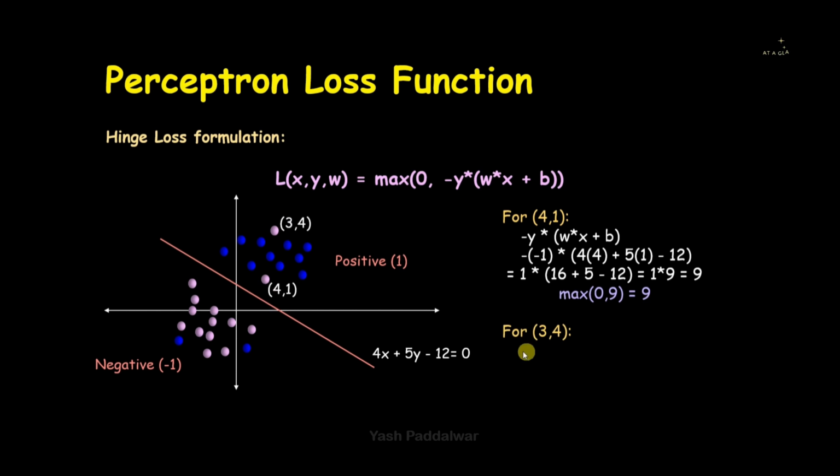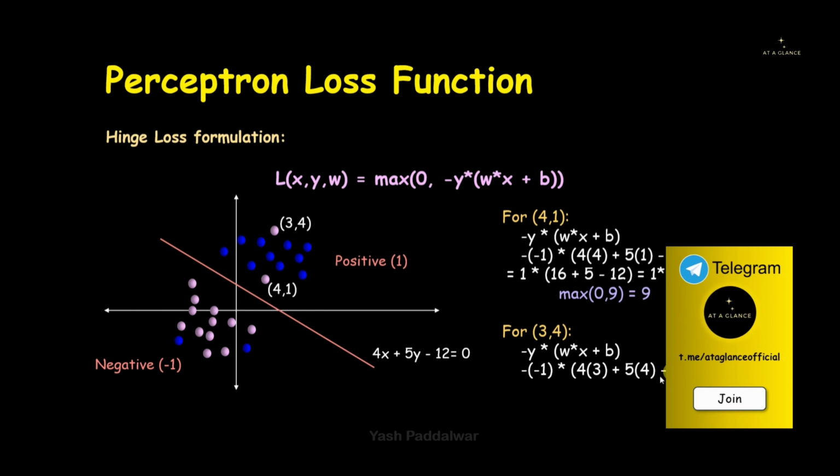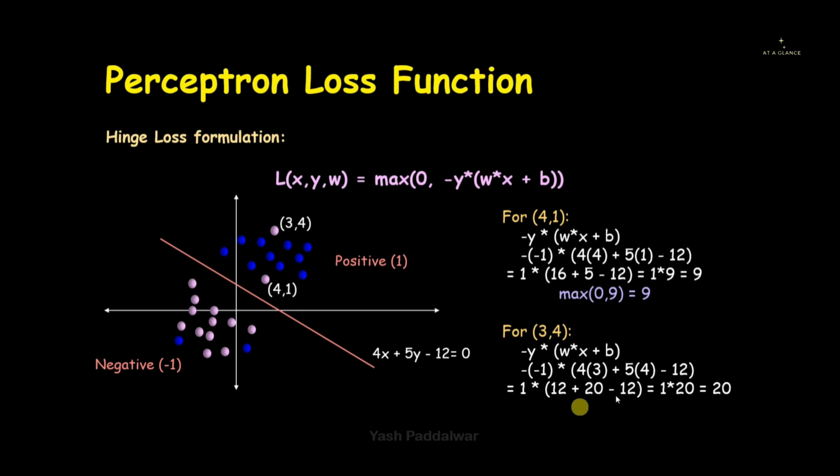Similarly, let's consider the data point 3, 4. Let's calculate the loss associated with this data point using the hinge loss formulation. We have the expression again, but now the values of x and y are 3 and 4 respectively. So let's plug in the values: in 4x plus 5y minus 12 we have plugged in 3 and 4 in place of x and y. Also make a note that the value of y is -1 because the actual output has to be -1, which is the negative class. After calculation, we get the final output as 20.